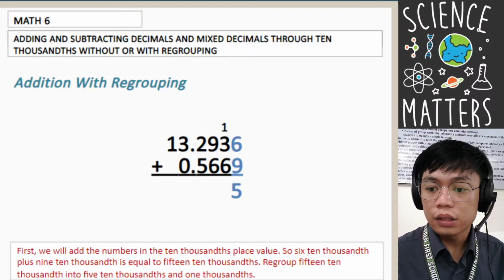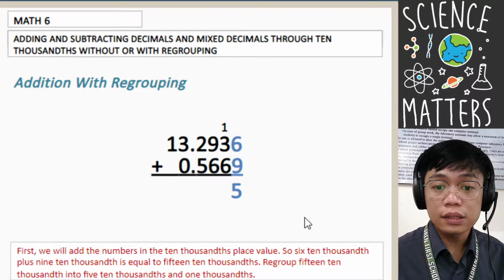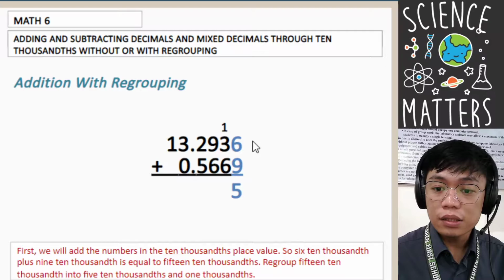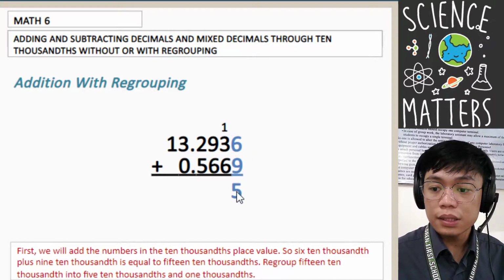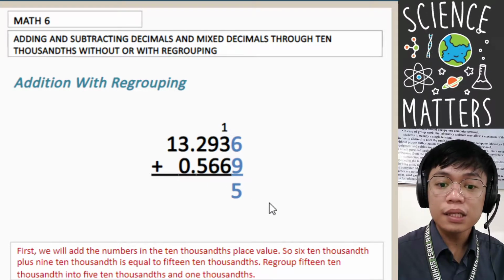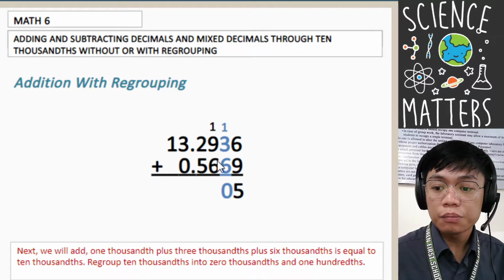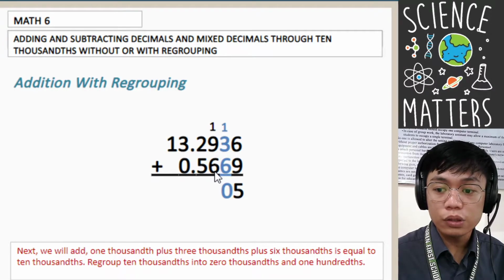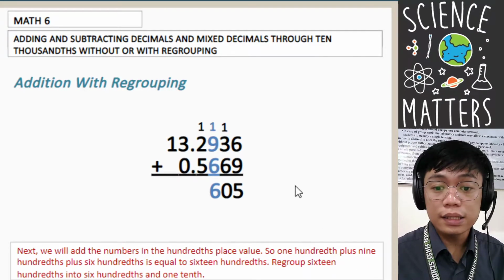Next, we are going to add numbers with regrouping. In regrouping, if the number exceeds 10 or has two digits, we are going to regroup the number. So let's start again adding the numbers from right to left. 6 plus 9 is equal to 15. 3 plus 6 is equal to 9, plus 1, we can get 10.